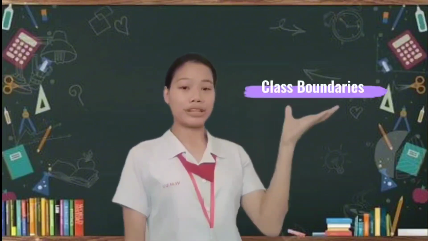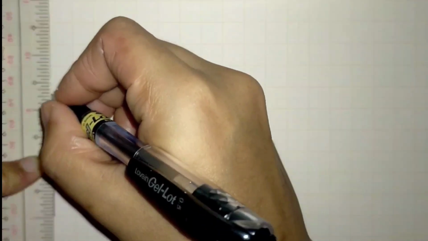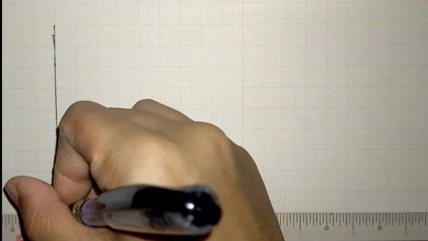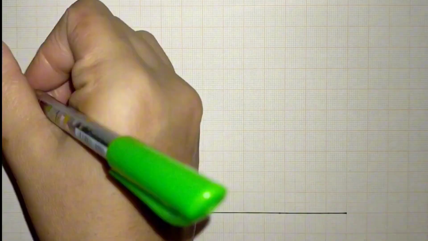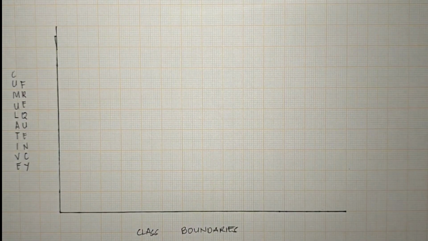So now, let us plot the data in the grouped frequency distribution table by creating an ogive. The data we need to make an ogive are the class boundaries and the cumulative frequency. The first thing to do is to draw a vertical line and then a horizontal line. The vertical line is for the cumulative frequency and the horizontal line is for the class boundaries.